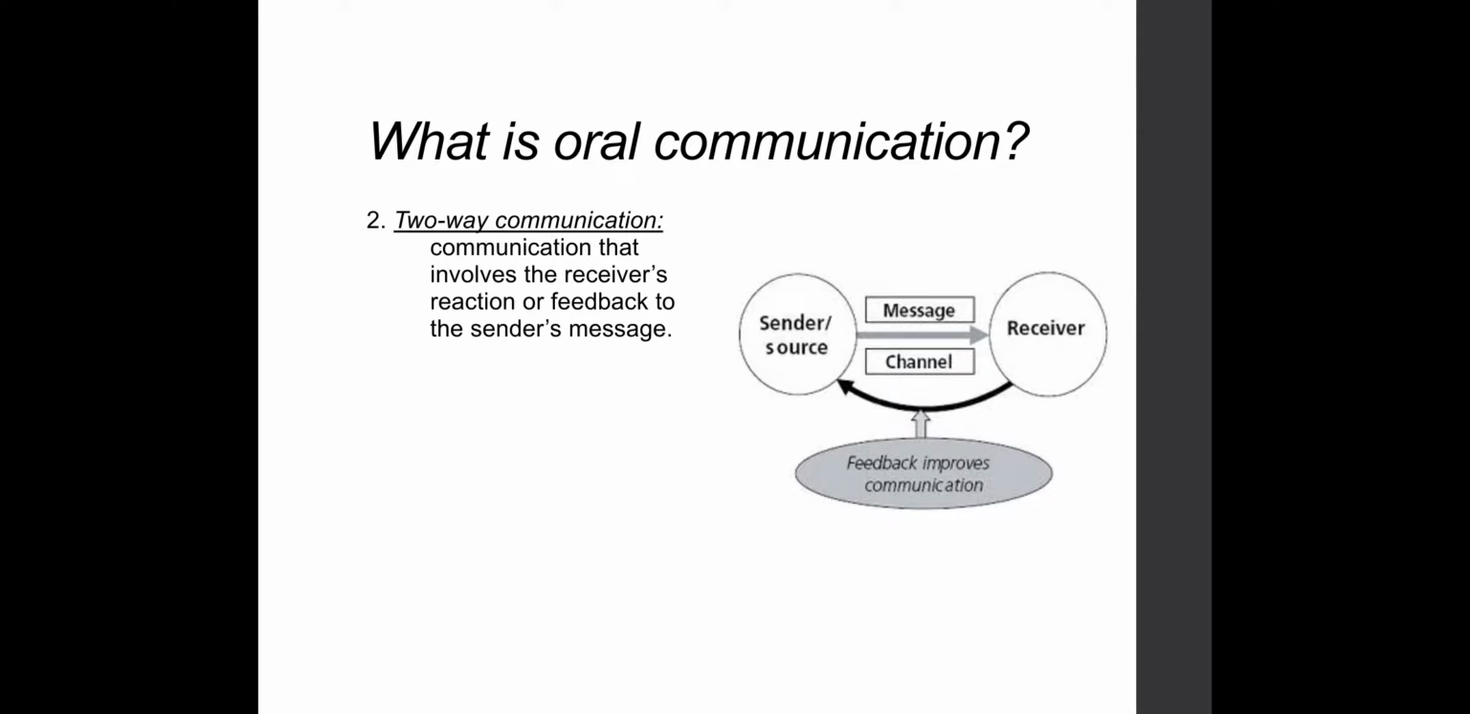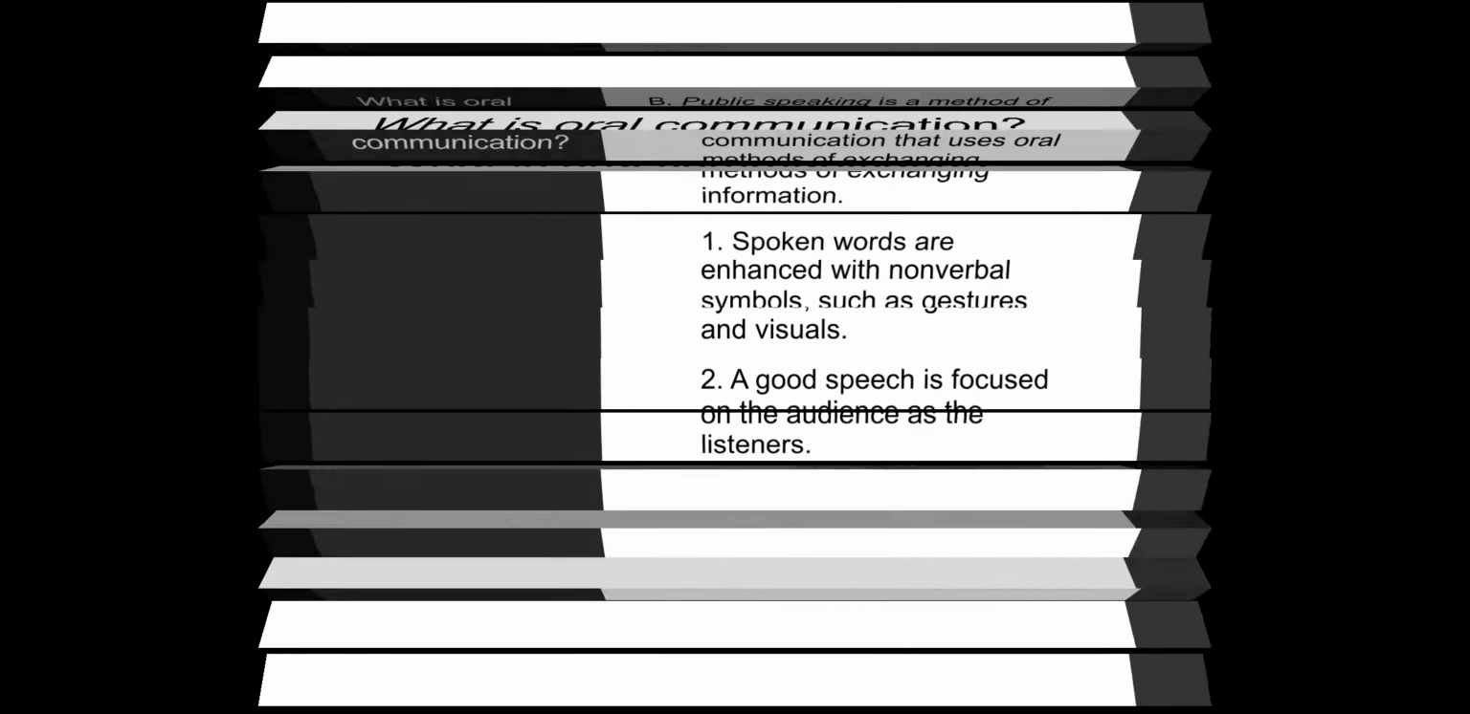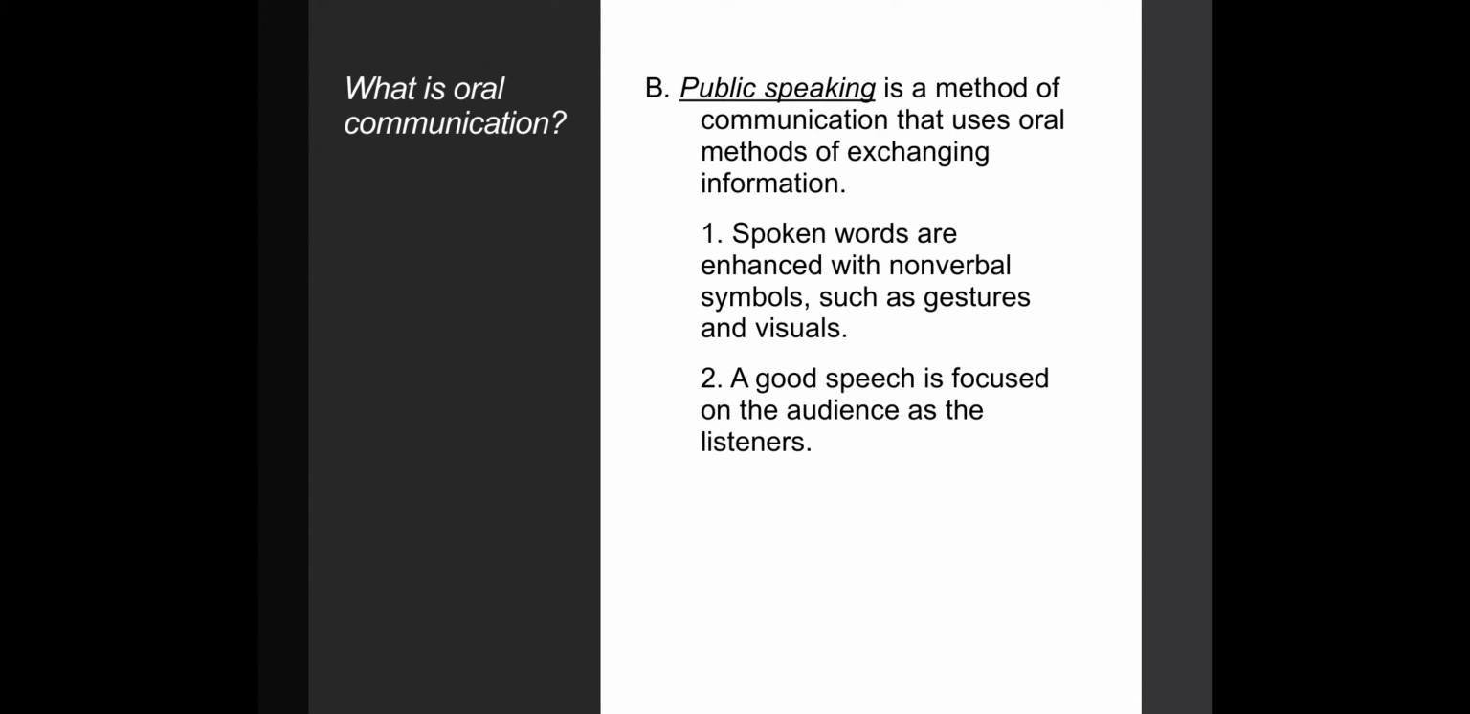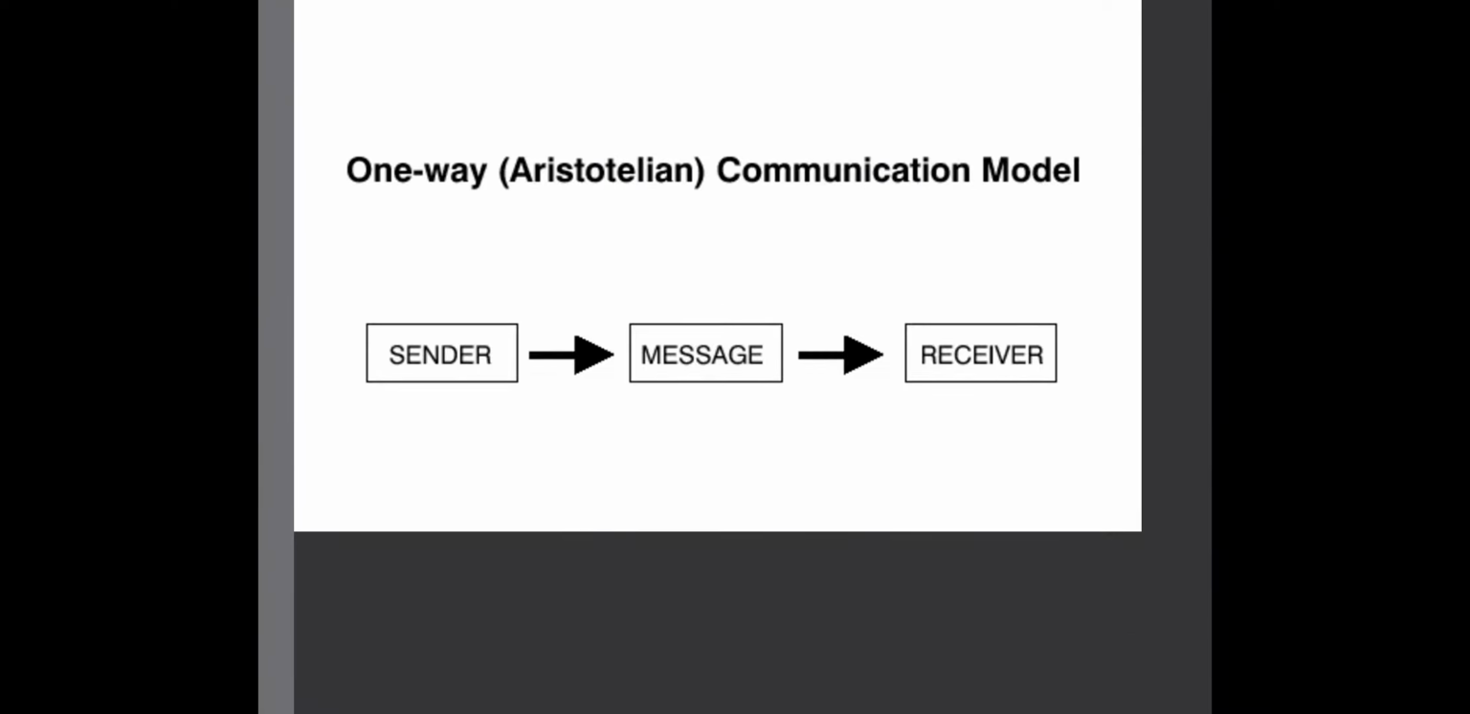Okay, so here's a good little graphic of two-way communication, and it involves the receiver's reaction or feedback to the sender's message. Pretty straightforward there too, guys. So public speaking is a method of communication that uses oral methods of exchanging information. Spoken words are enhanced with nonverbal symbols, gestures, visuals. A good speech is focused on the audience as the listeners. That's going to be important to remember when we get into doing some public speaking stuff.